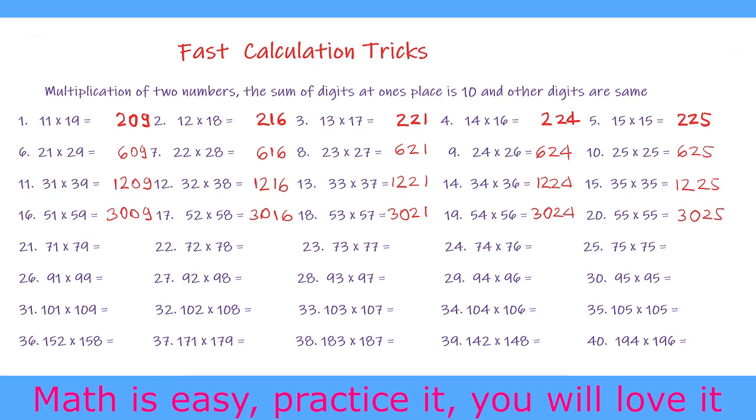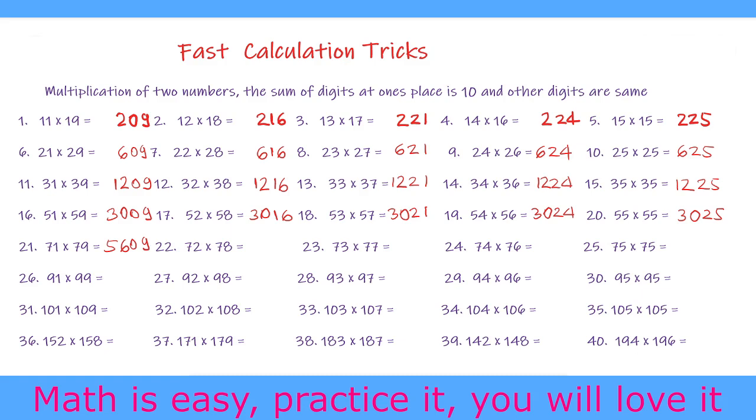We are going to multiply 71 multiplied by 79. 9 times 1 is 9. We write 09 as we have to write the number in 2 digits. Then 7, the next higher number of 7 is 8. So 7 times 8 is 56. So our multiplication of 71 multiplied by 79 is 5609. Next number is 72 multiplied by 78.